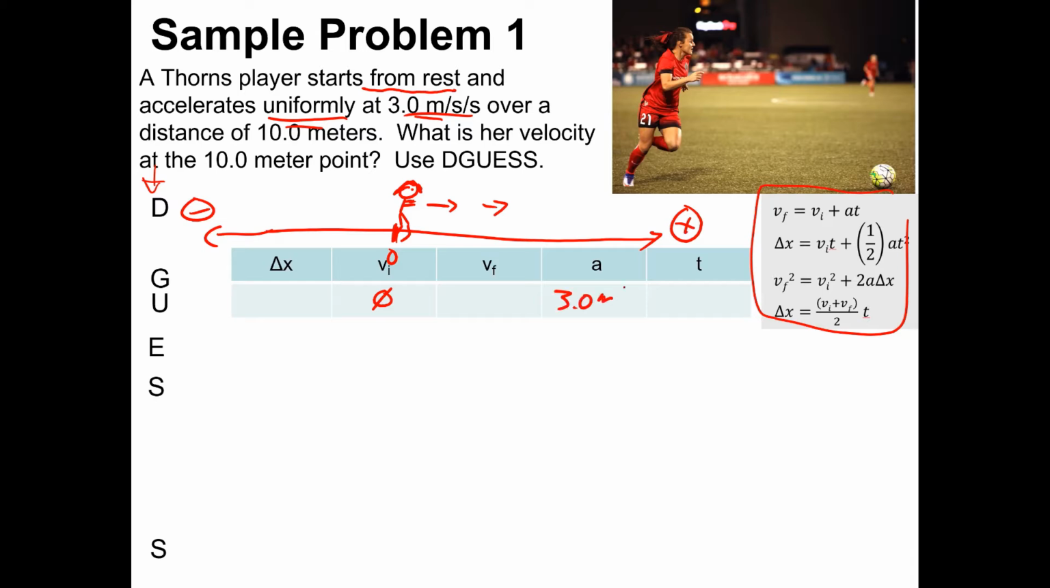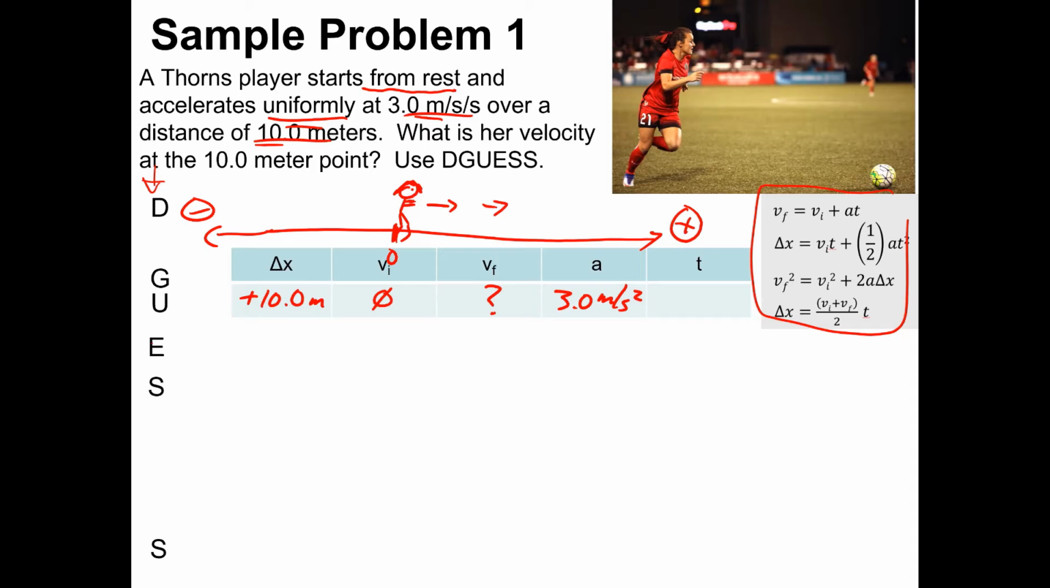I can write it this way, meters per second squared, if I want to. Over a distance of 10.0 meters. What's that? That sounds like my displacement. So my displacement is a positive 10.0 meters. And then the question is, what is her velocity at the 10 meter point? So what is my unknown? My unknown is the final velocity. So notice I have 3 pieces of information and I have 1 unknown.